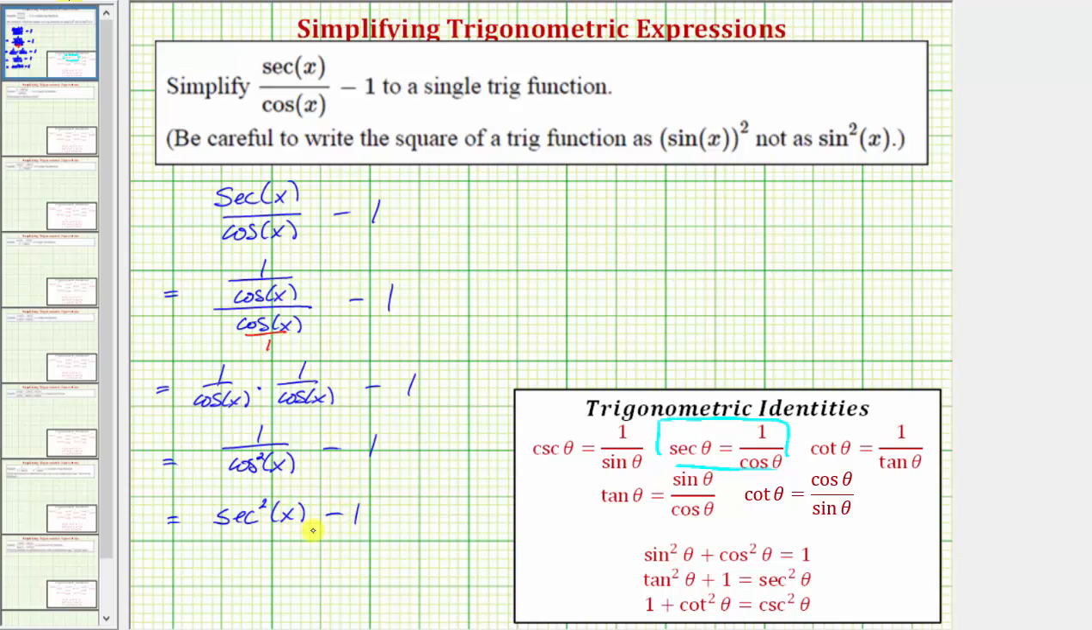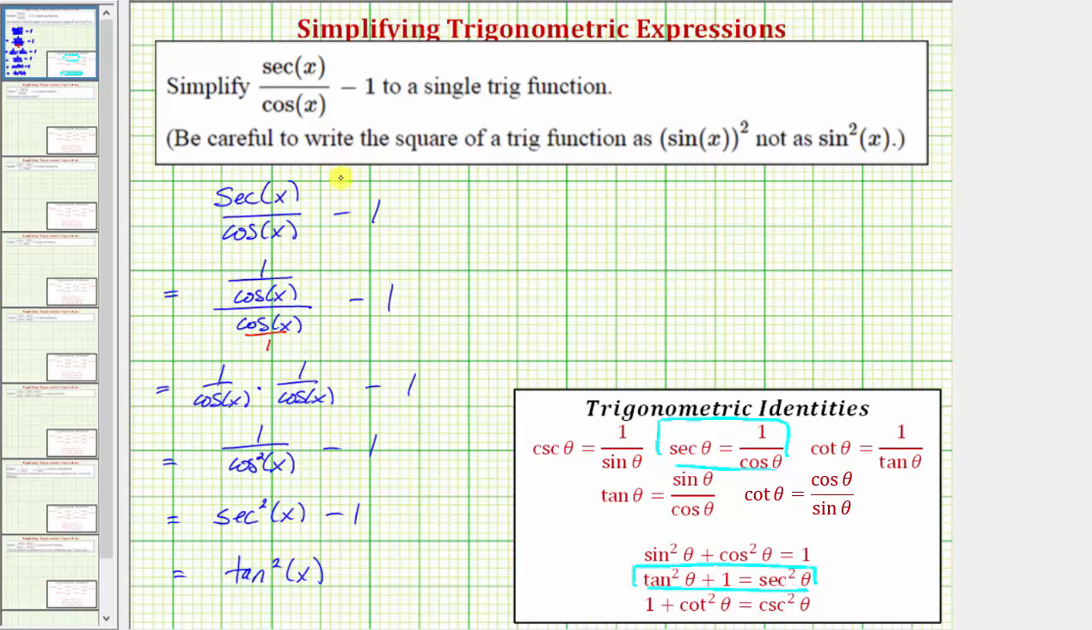And then finally we can simplify further by using the identity tangent squared theta plus 1 equals secant squared theta. If we know that tangent squared theta plus 1 equals secant squared theta, if we subtract 1 on both sides, we have tangent squared theta equals secant squared theta minus 1. And therefore, secant squared x minus 1 simplifies to tangent squared x.